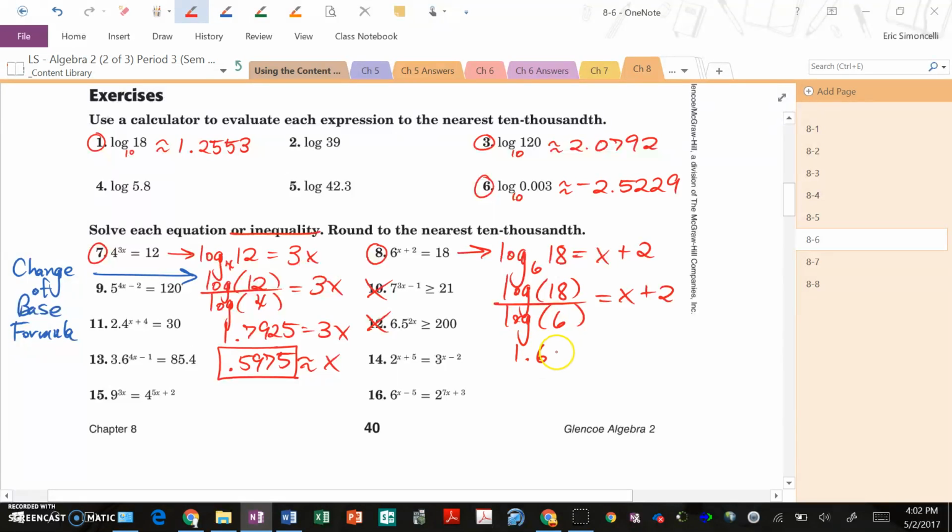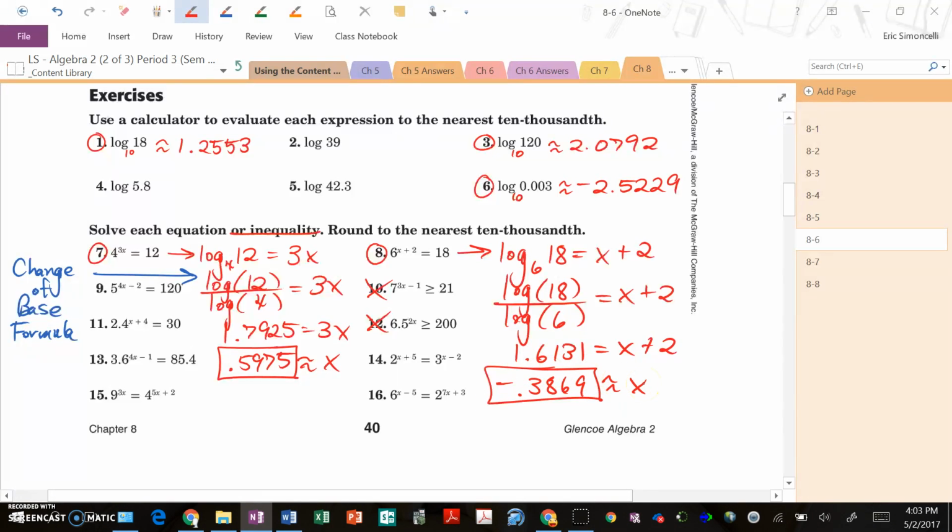1.6131, and that still equals x plus 2. Simply subtract 2 from both sides, and we should have our answer. It should be a decimal that is rounded, with a negative as well: negative 0.3869. And that's our final answer for that problem.